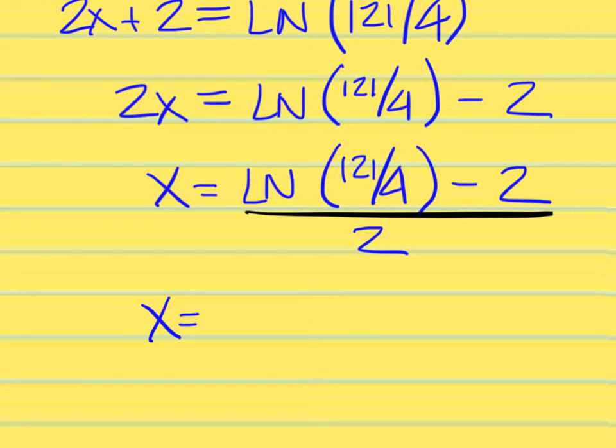So now you have to simplify this. The first thing you should do in your calculator is log natural 121 over 4, right hand parenthesis, hit enter. Get an answer. Leave that answer in the calculator and subtract 2. Get that answer, and then divide by 2. Round your answer to 4 decimal places. 0.7047.